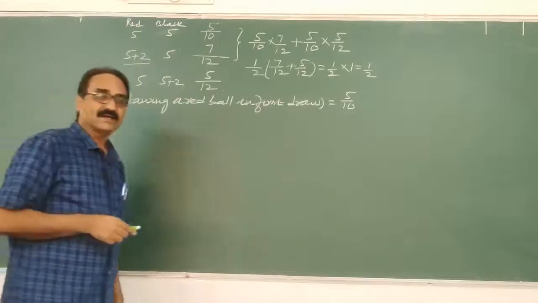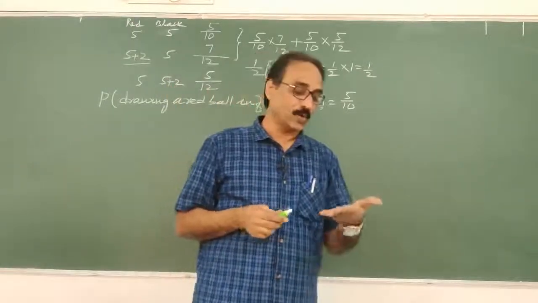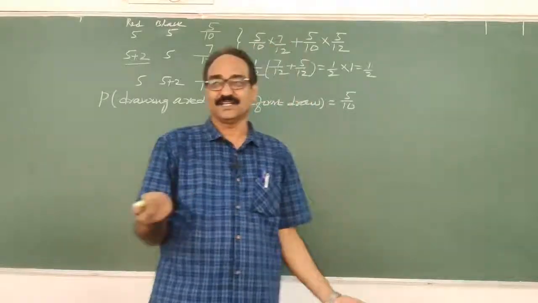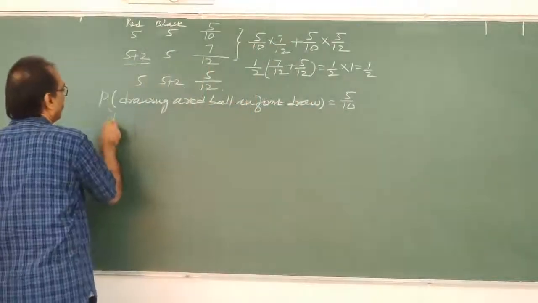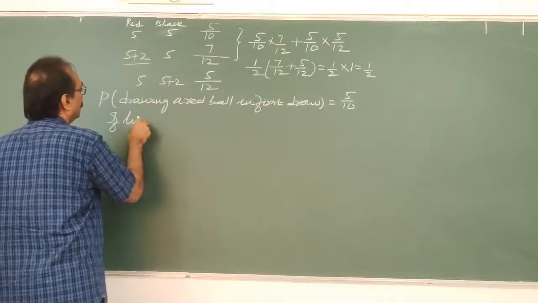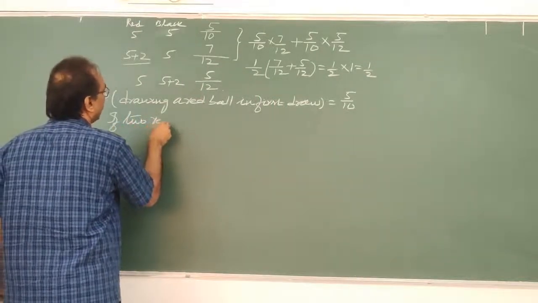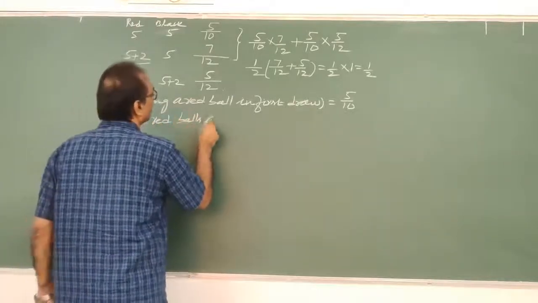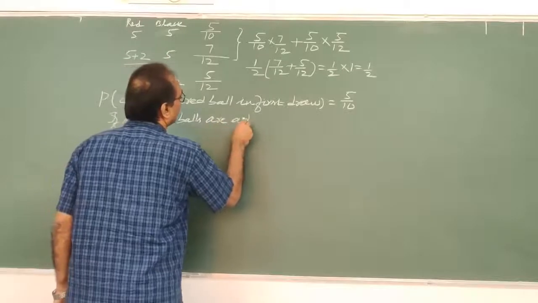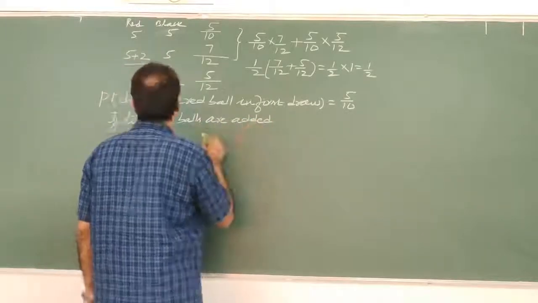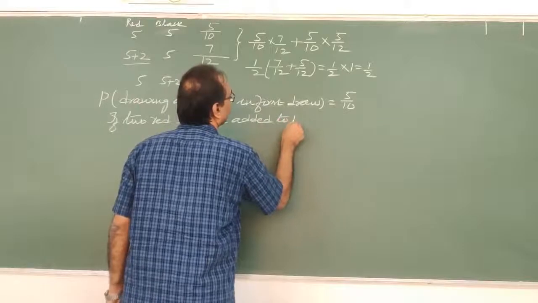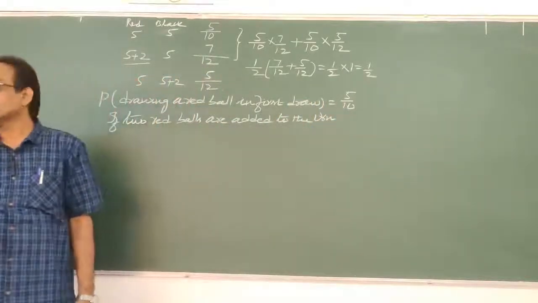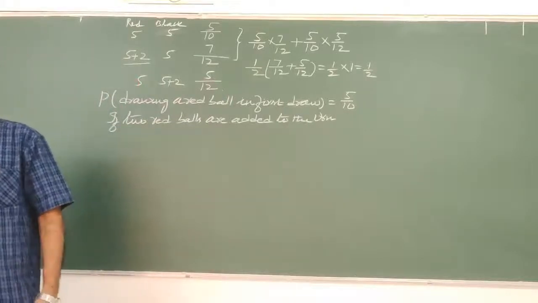Now what happened? After drawing the first red ball, what did he do? Oh, it is a red ball. Then what did he do? 2 red balls are added to the urn. So now what will he write? If 2 red balls are added to the urn, so what will we get?